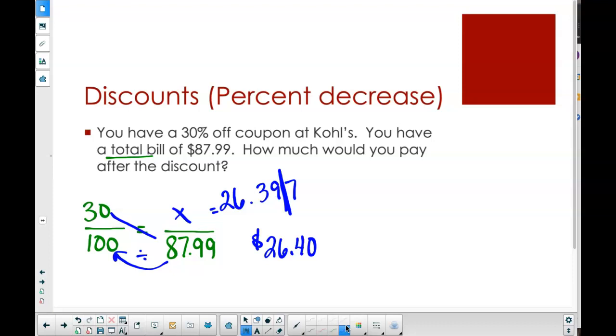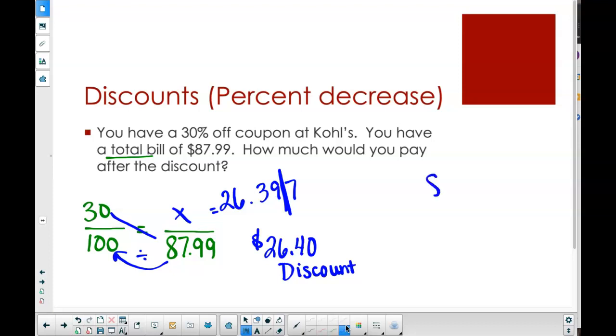I wish. Zachary. Yeah, that's just the discount. Right? 30% was the discount. So $26.40 is our discount. I didn't answer the question yet. The question says, how much would you pay after the discount? So how do I figure out how much I would have to pay? Any ideas, Krista? You would subtract it, right? If you get a discount, you're subtracting.